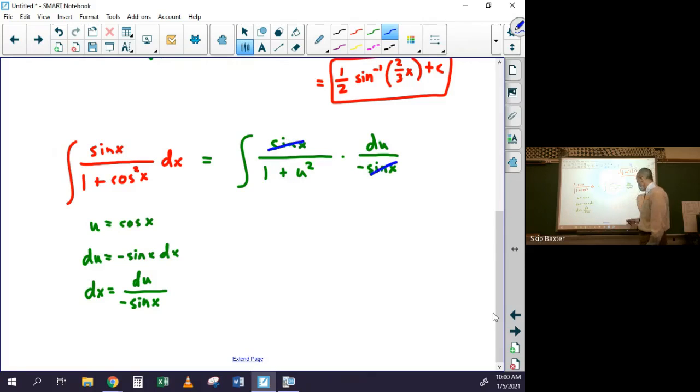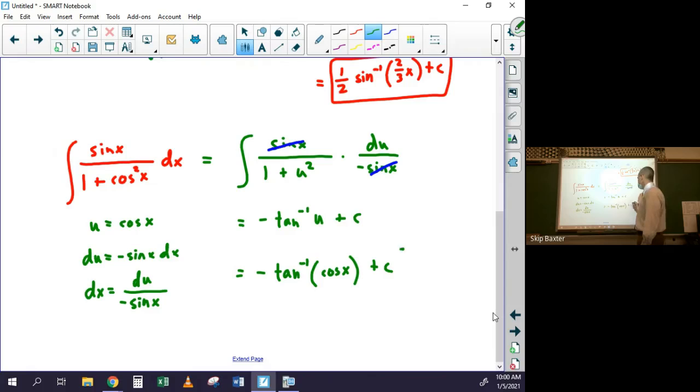Those cancel, and the only thing that's extra here is the negative sign. So the answer is just negative inverse tangent u plus c. So it's negative inverse tangent of cosine x plus c.